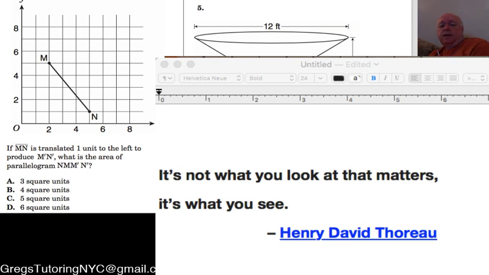And this one involves more visual aspects to it.